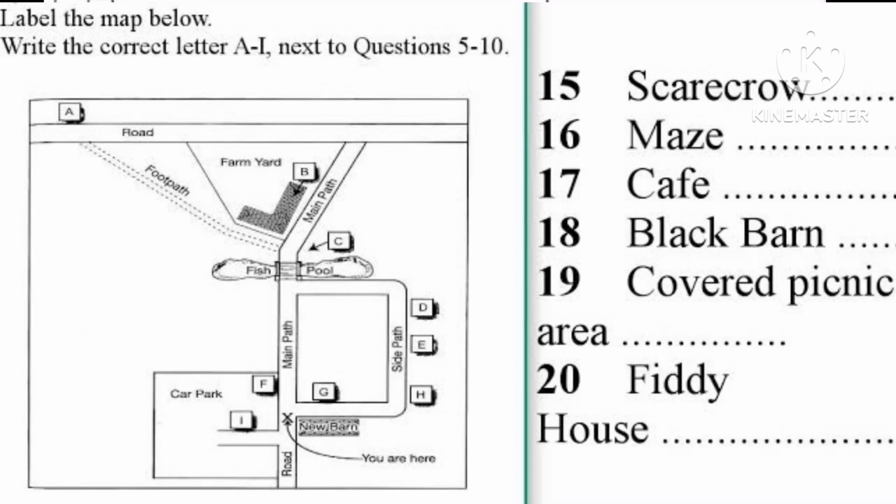Now listen and answer questions 15 to 20. Question number 15, scarecrow. Now let me give you some idea of the layout of the farm. The building where you bought your tickets is the new barn immediately to your right, and we're now at the beginning of the main path to the farmland.